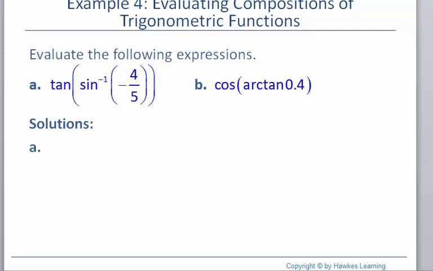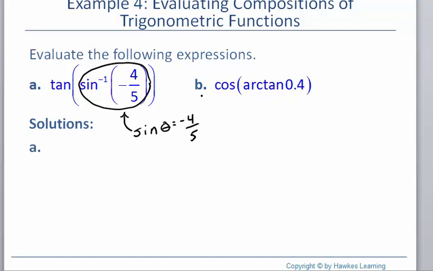So we're going to begin by looking specifically at the part of the problem that lies inside the parentheses. We're going to focus for a few minutes just on this part. By definition, what this is asking me to do is to find an angle that when I take the sine of that angle, I get negative 4 over 5.